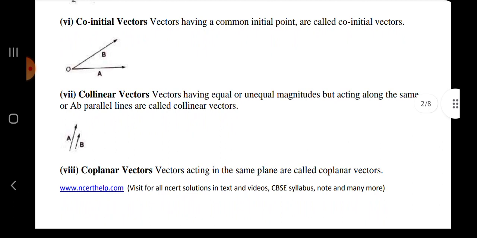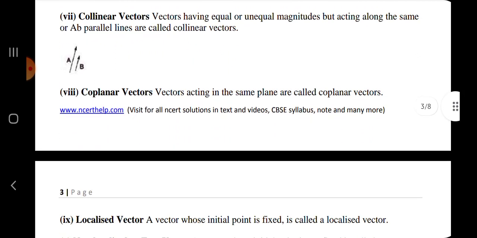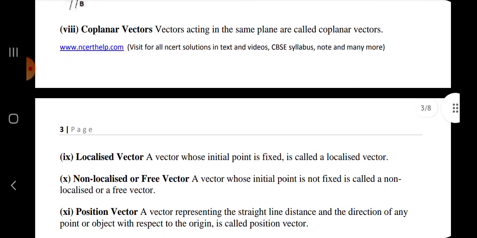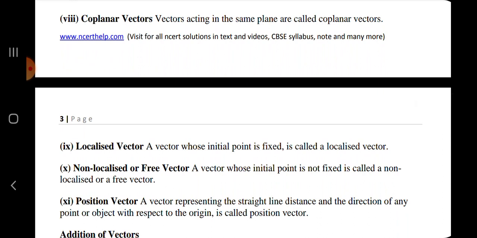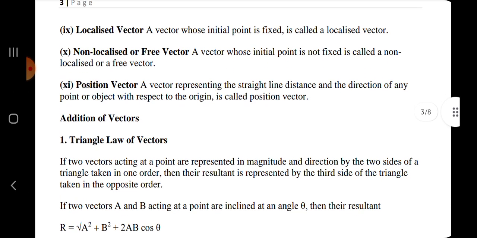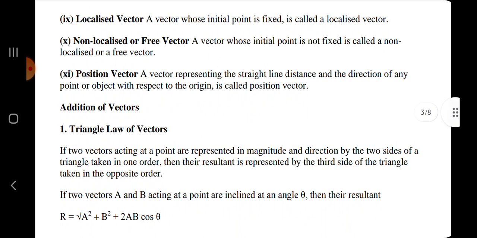Then co-initial vectors: vectors having a common initial point. Collinear vectors: having equal or unequal magnitude but acting along the same or parallel lines. Coplanar vectors: vectors acting in the same plane are called coplanar. Then localized vectors are vectors whose initial point is fixed. Non-localized or free vectors: vectors whose initial point is not fixed are called non-localized or free vectors.